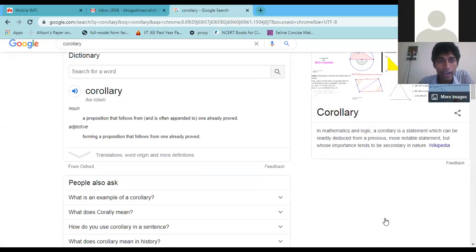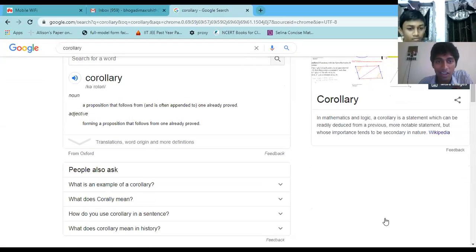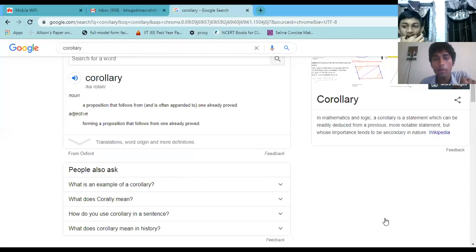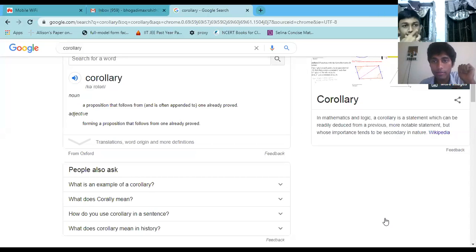Okay, see, I typed it in Google. Corollary: a proposition that follows from... Again, you'll have doubt what proposition means. Proposition means to propose. Propose is a verb. Proposition is the act of forming a proposition that follows from one already proved. Are you able to understand, Pawan? Okay, but the screen is clear, no?